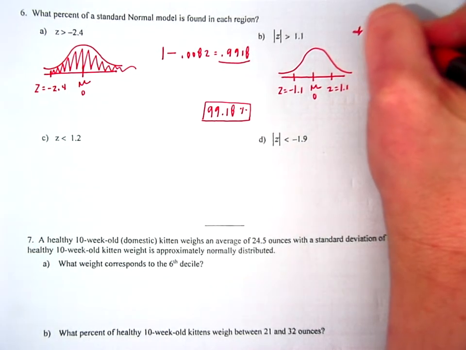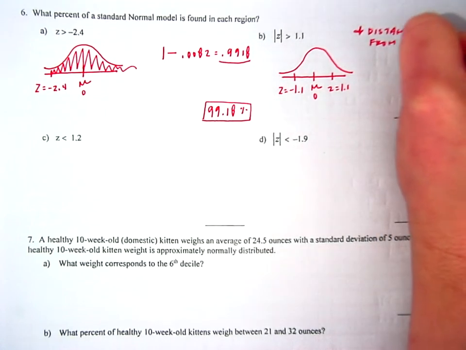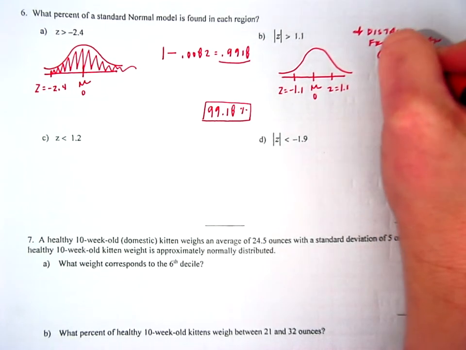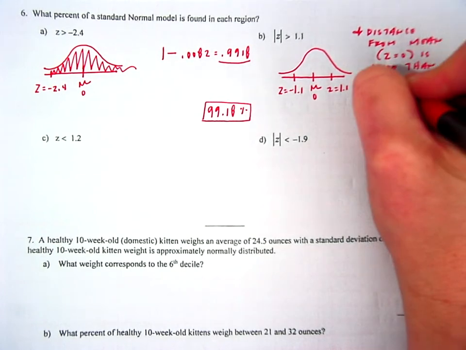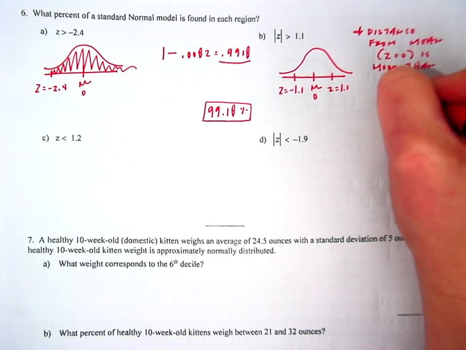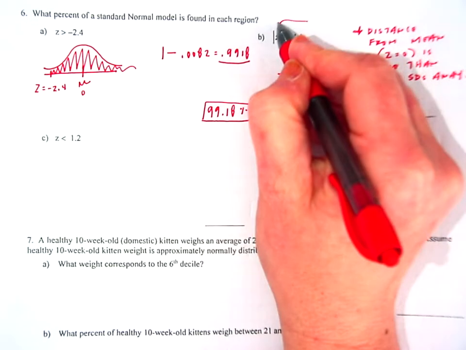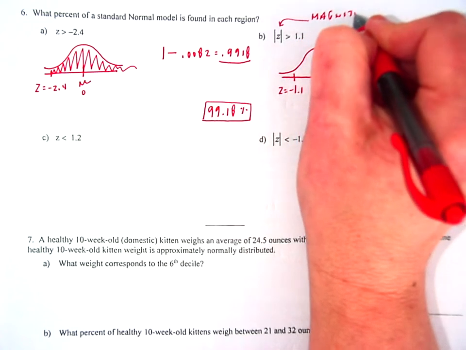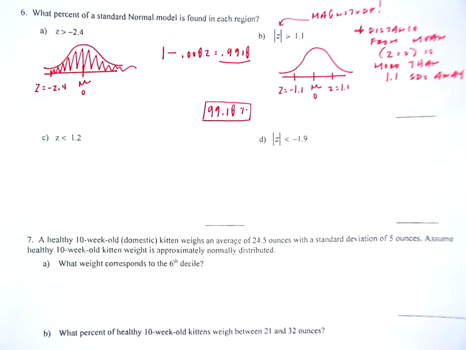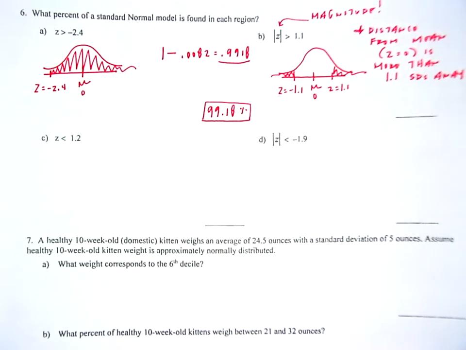Distance from the mean, where the z-score is 0, is more than 1.1 z-scores or standard deviations away. Whenever I see the absolute value bars like that, that signals to me we're looking at a magnitude, a distance from the mean. So I'm looking at more than this distance away, so I'm looking at the two tail regions, and I know that their areas are going to match.